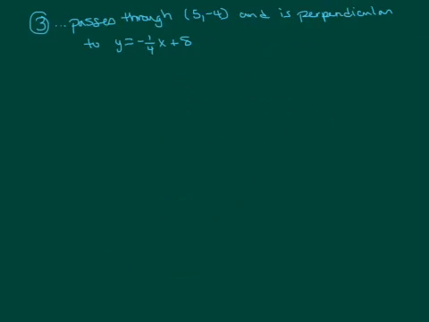For this problem, I would like you to pause and try it on your own. So the first thing I'm going to do is look at my original line. I know my original line has a slope of negative 1/4. This 8 I'm going to just cross out because I don't need it.